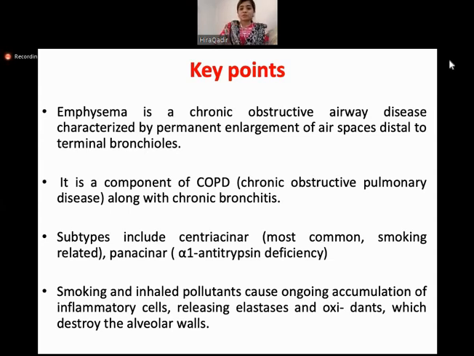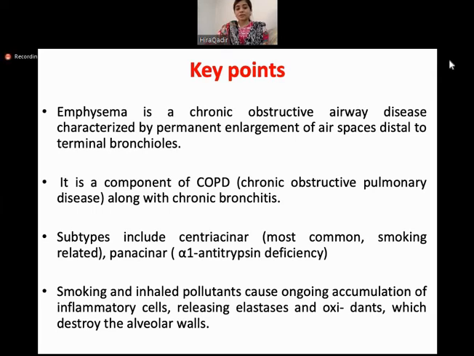Emphysema is a chronic obstructive airway disease that is characterized by the permanent enlargement of air spaces distal to the terminal bronchiole. That is a component of chronic obstructive lung diseases, and its subtypes include centriacinar, panacinar, and paraseptal. Centriacinar is due to smoking, panacinar is due to alpha-1 antitrypsin deficiency.